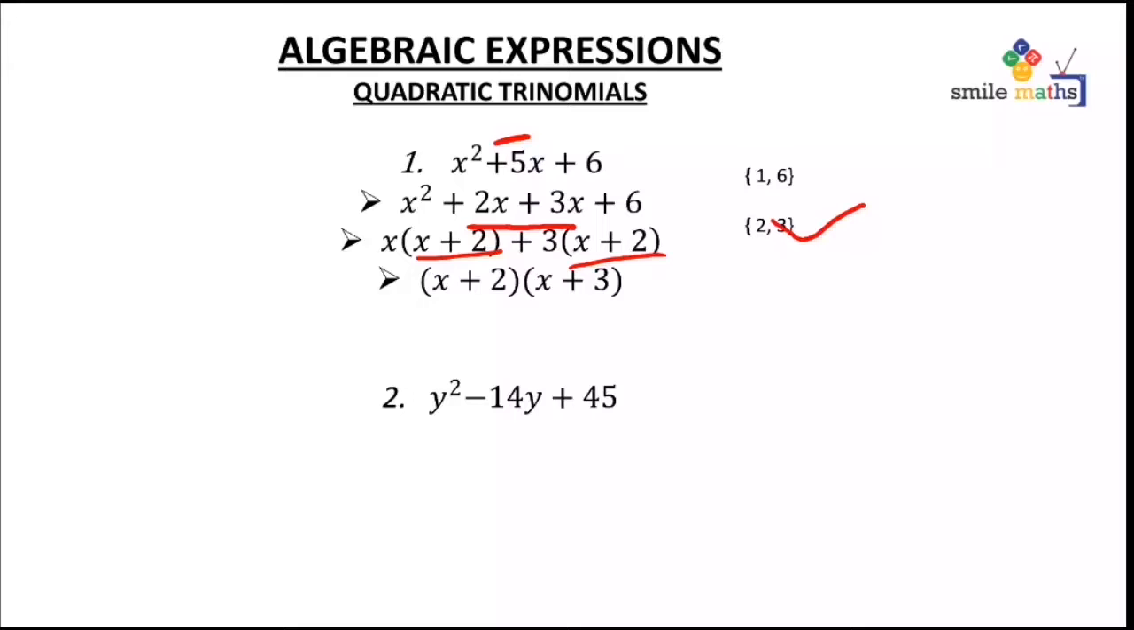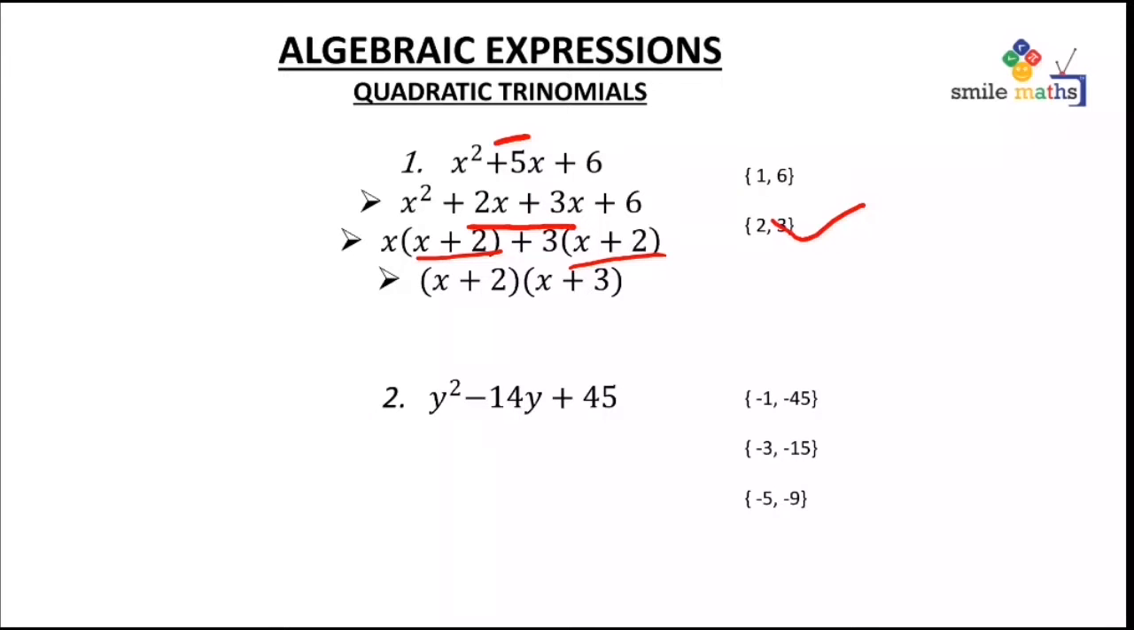Let's have another example. We have y squared minus 14y plus 45. So we are going to look for factors of our c, which is 45. Because b over here is negative, we should have negative numbers, so that when we add them, we will get our b, which is negative 14. We can have negative 1 times negative 45, which gives us positive 45, but when we add, it won't give us negative 14.